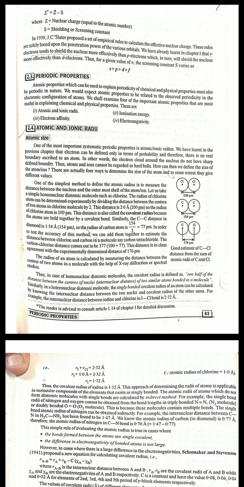Periodic properties. Atomic properties which can be used to explain periodicity of chemical and physical properties must also be periodic in nature. We would expect atomic properties to be related to the observed periodicity in the electronic configuration of atoms. We shall examine four of the important atomic properties that are most useful in explaining chemical and physical properties. These are atomic and ionic radii, ionization energy, electron affinity, and electronegativity.